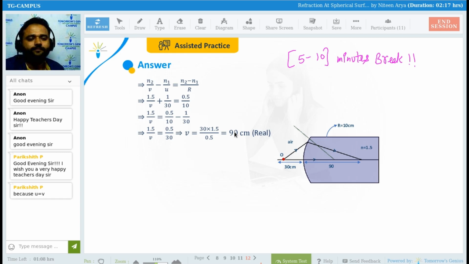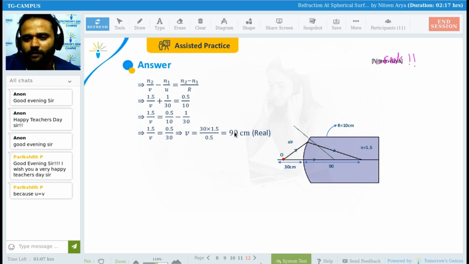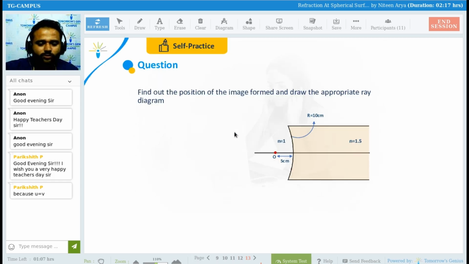Hello, hello, hello, hello. Am I audible, beta, everyone? Am I visible also? Okay, so the next question is related to the same thing, because for this particular concept you're going to face so many questions. If you are lucky enough, you'll get a simple or direct question on the lens maker formula, and if you are not lucky enough, you're going to face one of the most complex or hardest questions from the lens maker formula also. Okay, so the next question is almost the same, just do that.